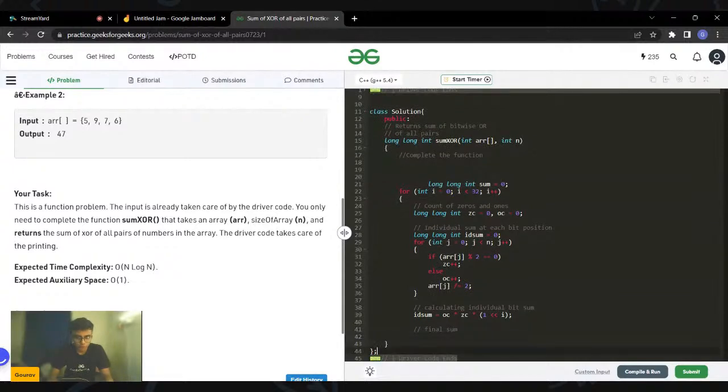Yeah, so this is the code basically. You iterate across all the 32-bit positions. You then count the number of bits set at that particular position and the count of bits unset in two variables called ZC and OC. And for all the numbers of the n, you multiply OC into ZC into 2 to the power i and add it to your answer sum. And finally, you return that particular value.